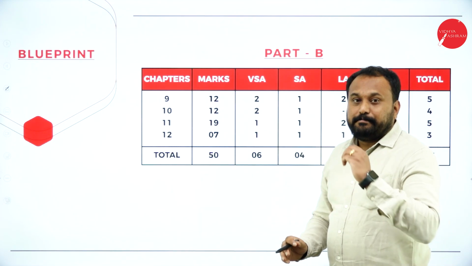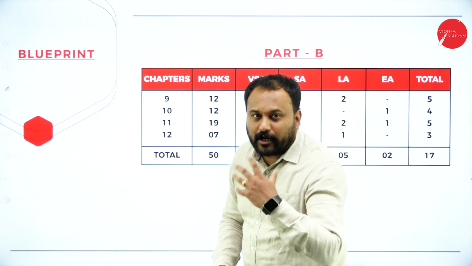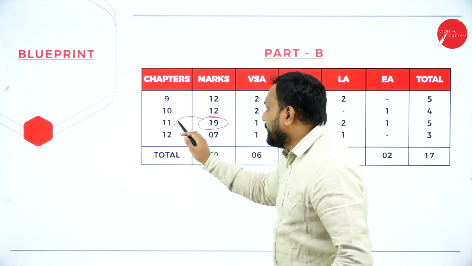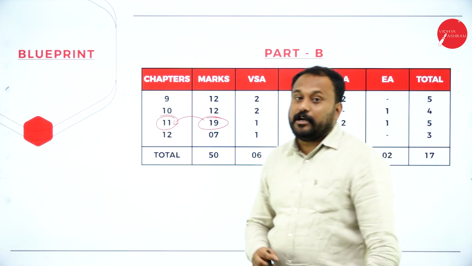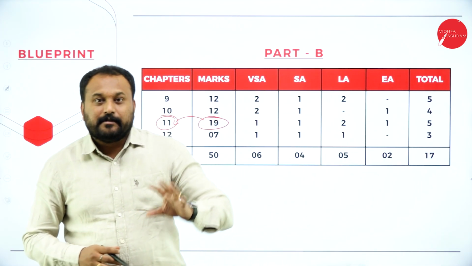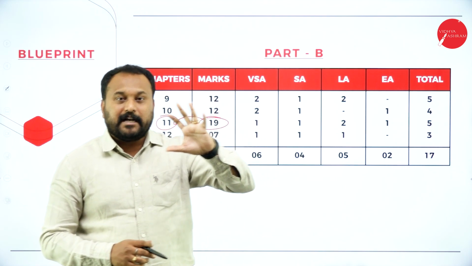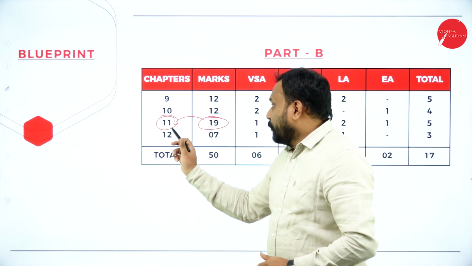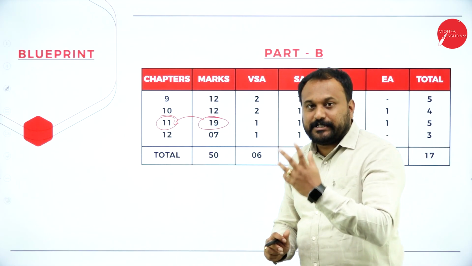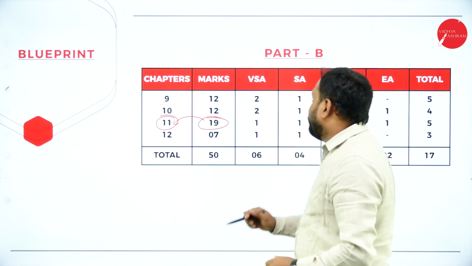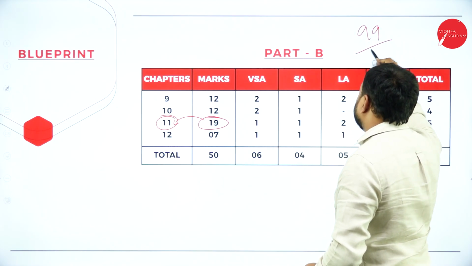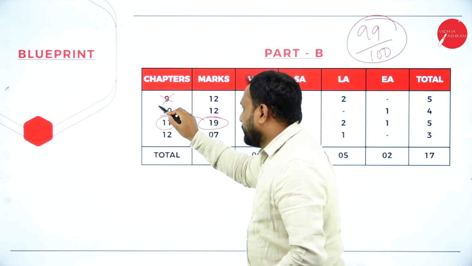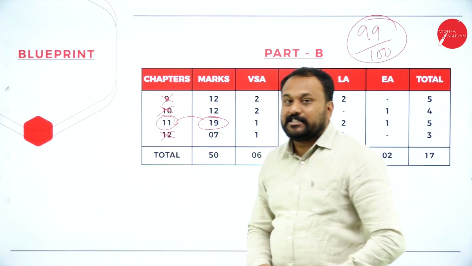Here the biggest chapter, the chapter which has a lot of weightage, is the 19 marks chapter, which is chapter 11, and we all know chapter 11 is marketing. See here, from part A, if I take the 8 chapters plus only the 11th chapter, that is 19 marks, that gives you a figure of 99 marks out of 100. That means you can skip chapters 9, 10 as well as 12.